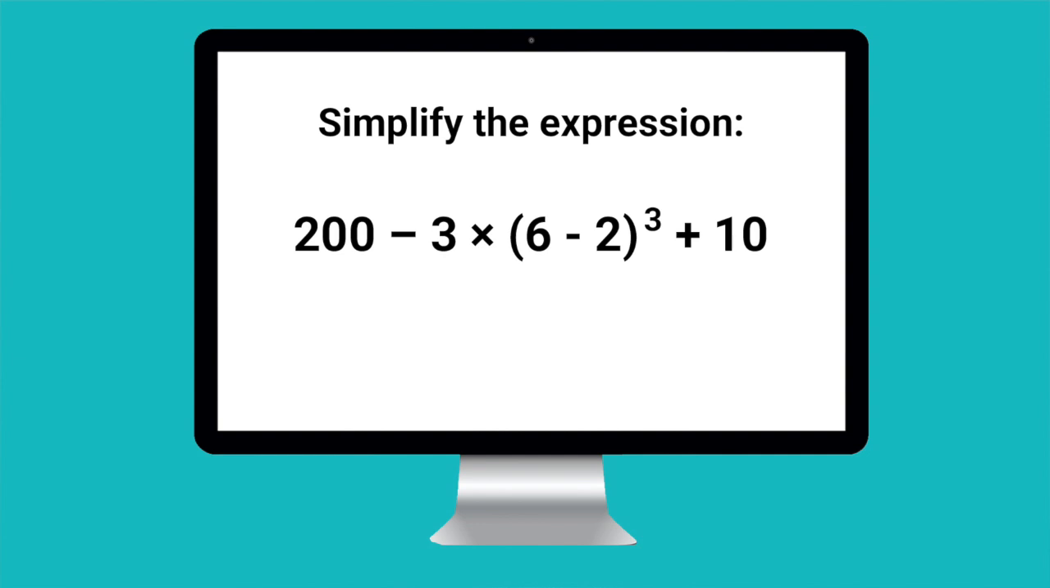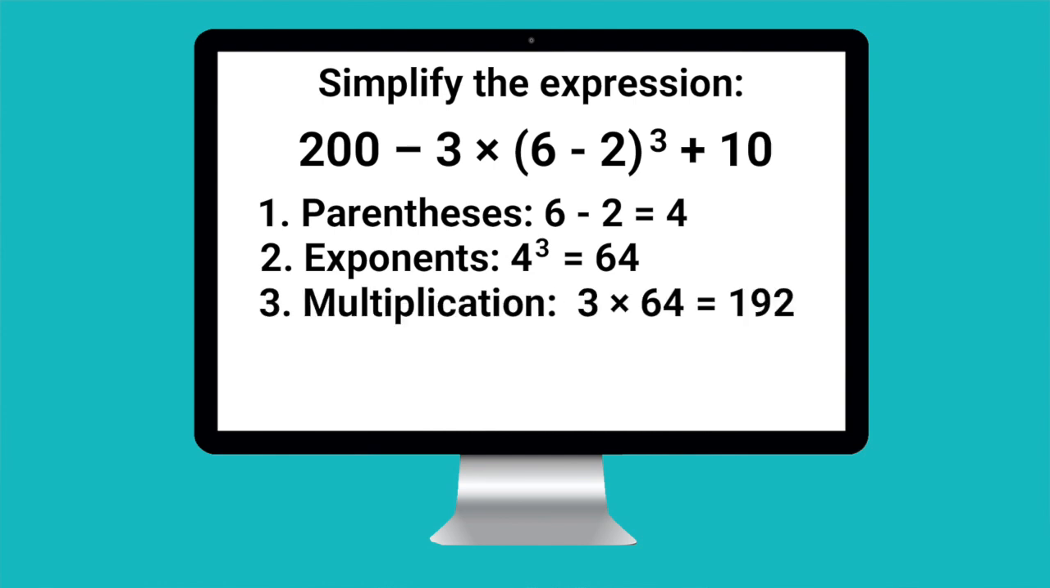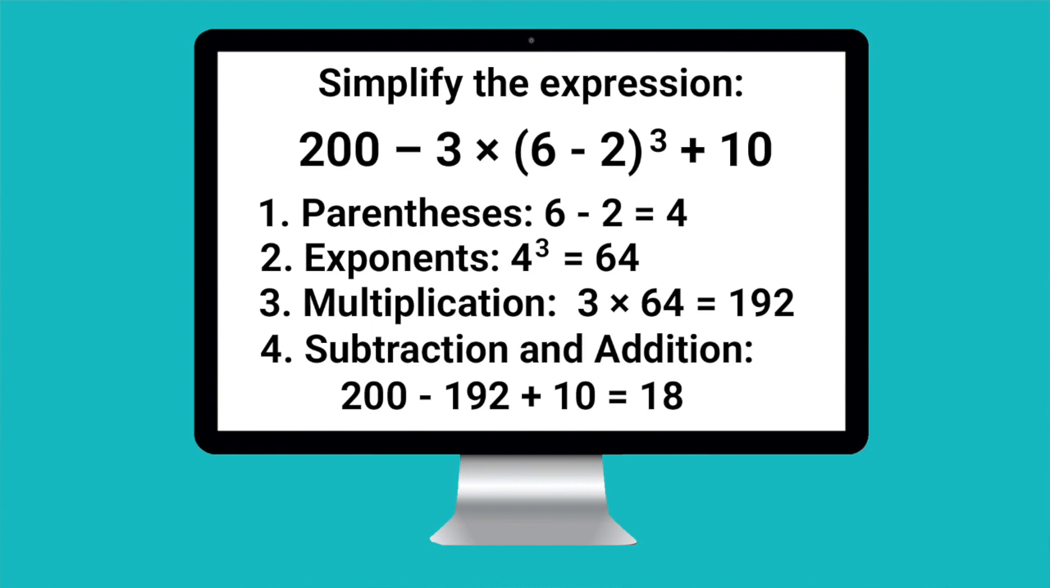Simplify the expression 200 minus 3 times the quantity 6 minus 2 raised to the third power plus 10. Use PEMDAS to solve this. 1. Parentheses. 6 minus 2 equals 4. 2. Exponents. 4 to the third power equals 64. 3. Multiplication. 3 times 64 equals 192. 4. Subtraction and addition. 200 minus 192 plus 10 equals 18.